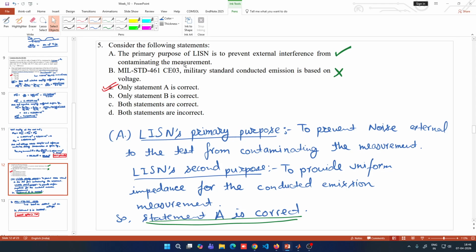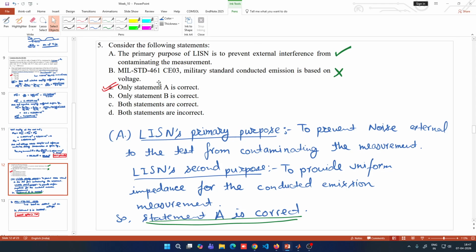We want to find out the EMI EMC effectiveness of the device. So we just want to avoid the contamination from the power grid. That's why LISN is used. So statement A is correct. Statement B says the military standard 461 CE03 conducted emission is based on voltage. No, we have seen in the lectures that it is based on current.